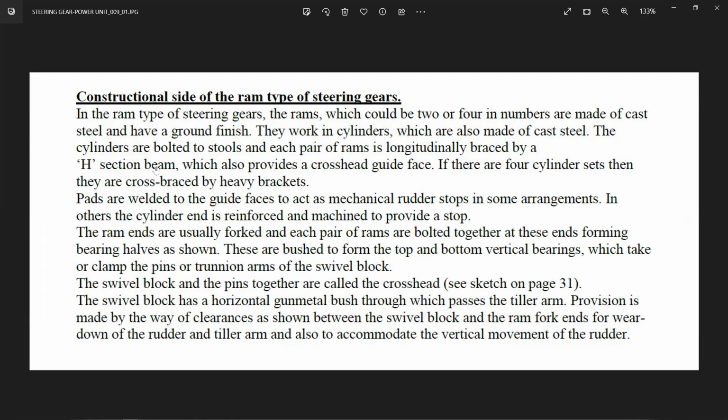That means that guide beam which we talked about, which also provides a crosshead guide space. Okay. If there are 4 cylinder sets, then they are cross-braced in heavy brackets. Basically, there's bracing given in the middle between. Pads are welded to the guide face to act as mechanical rudder stops in some arrangements. Okay, basically, but nowadays, what is the rudder stop? I will just show you in another photograph. See, nowadays, these act as rudder stops.